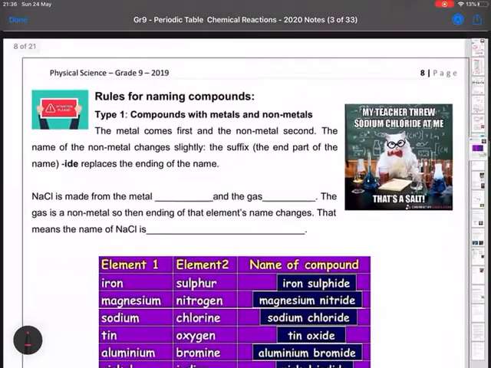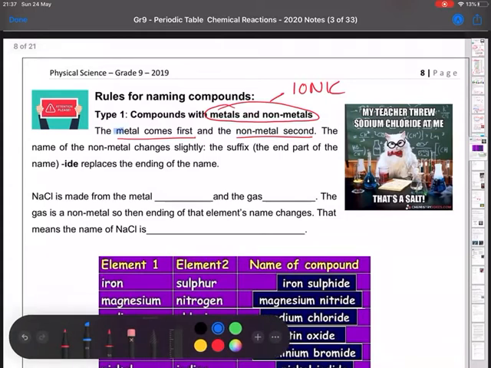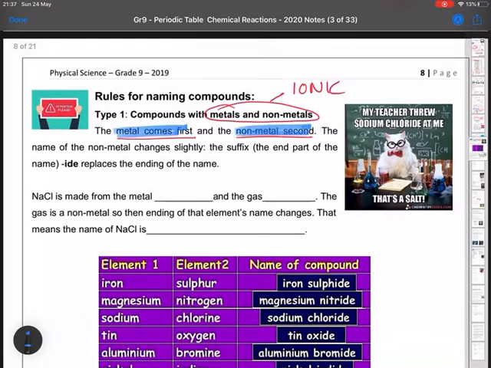Right, so rules for naming compounds. Like I said, there are 3 types. We're only going to be dealing with 2, ionic and covalent. I said ionic is if you've got a metal and a non-metal, so we call that ionic. The metal comes first and then the non-metal second. So really important, highlight that. Metal first, non-metal second. The name of the non-metal changes slightly though.